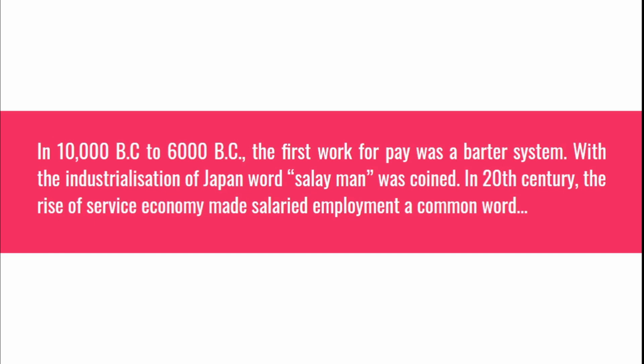In 10,000 BC to 6000 BC, the first work for pay was a barter system that allowed work to be exchanged for goods or other work. During the medieval and pre-industrial period, salaried personnel were rare. Payment during the first industrial revolution, way back in 1520 to 1650, was paid per unit produced.